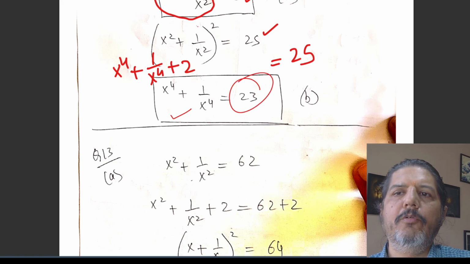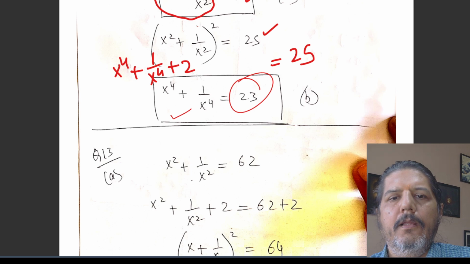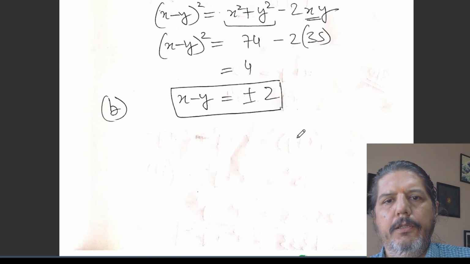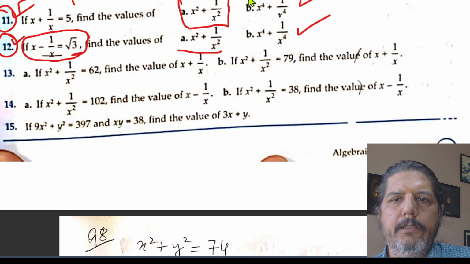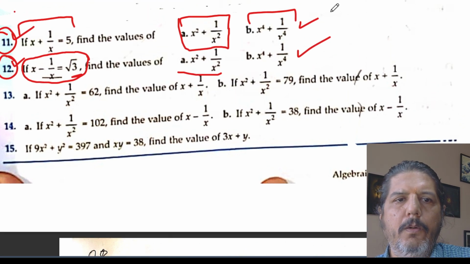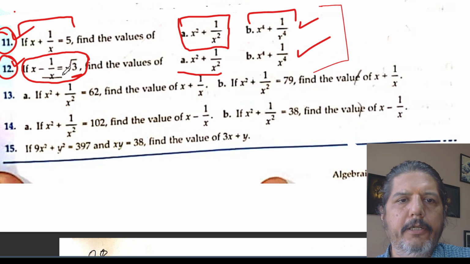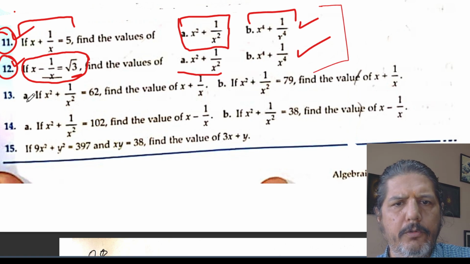So this is how these kind of questions are done. I hope this makes sense now. And let's go to the next questions. The next two questions are of the same type, question number 13 and 14. Let's start these now.